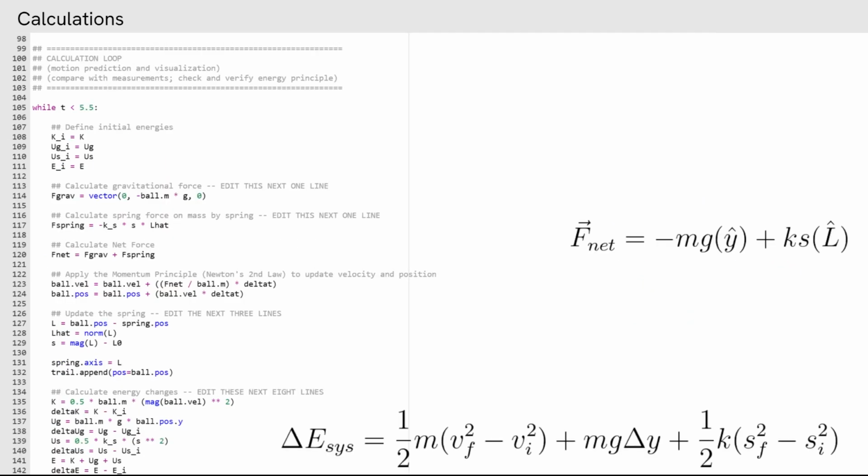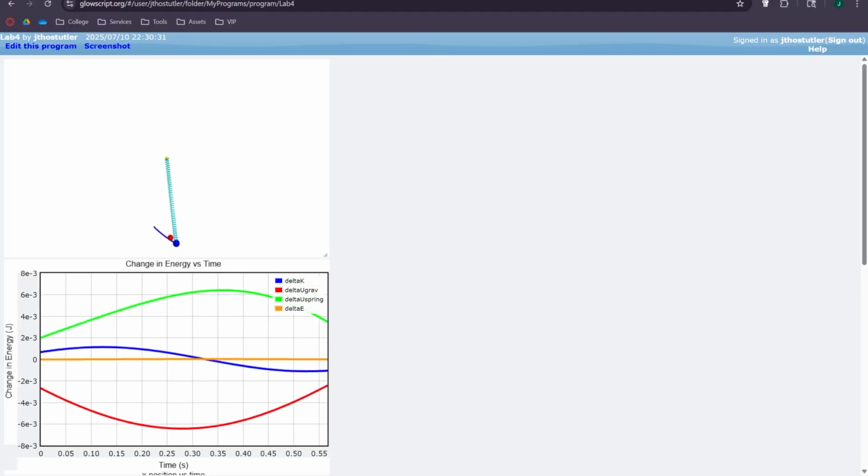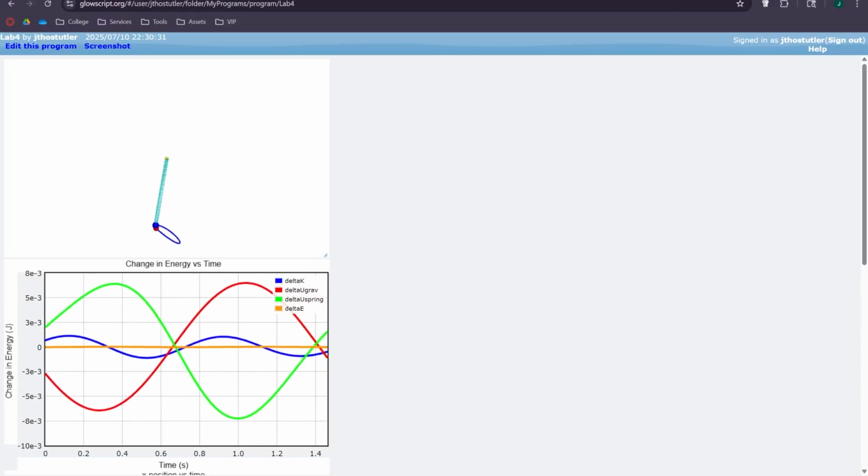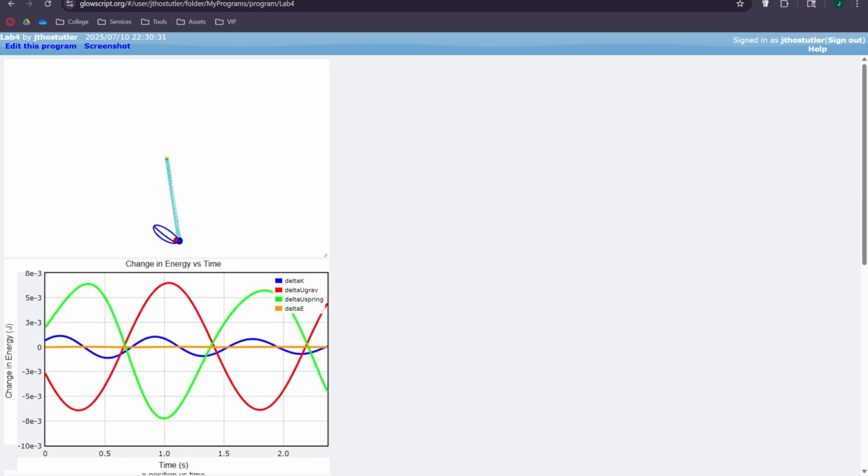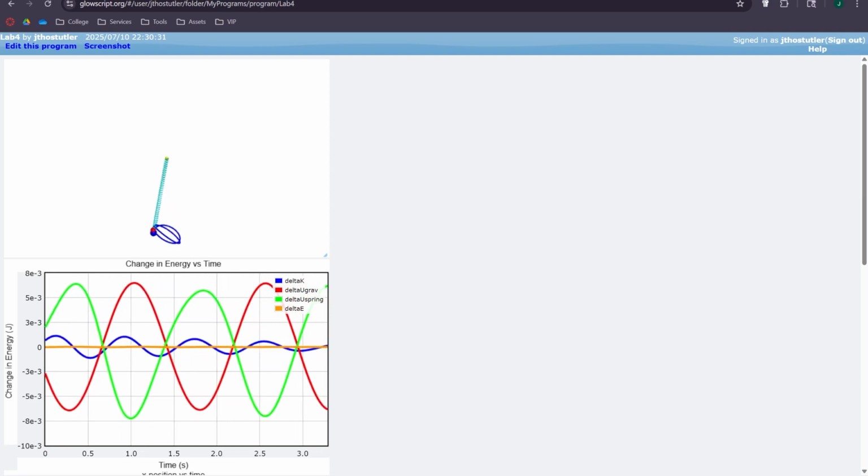In the calculation loop, the initial energies of the system are set. Then the gravitational and spring force are used to update velocity and position. And before calculating the energy changes, the positions and direction of the spring is updated. Here is the model running. The blue ball is the model, and the red ball is the actual path from the Tracker data.